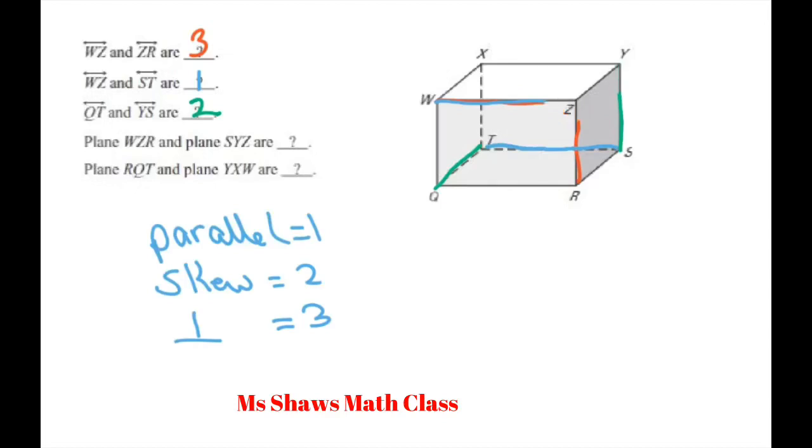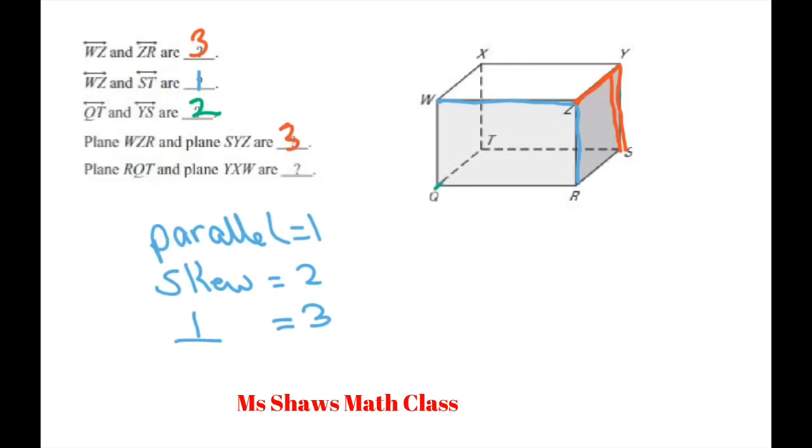All right, so erase this. And now we have plane WQR, so this front part of the box, and plane SYZ. So this is the front of the box and the side of the box. Those are perpendicular. So that's number 3.